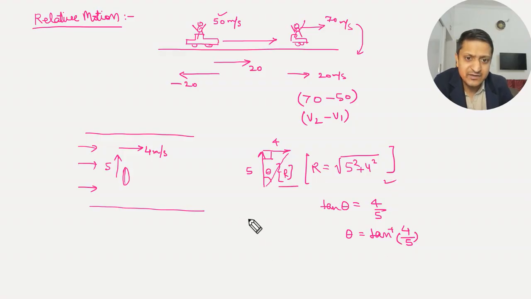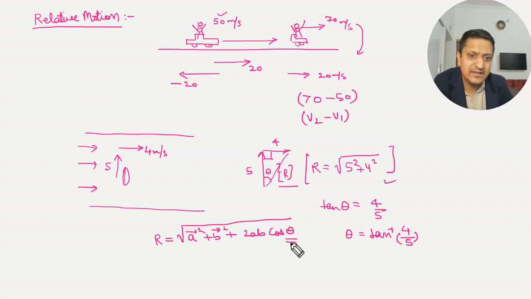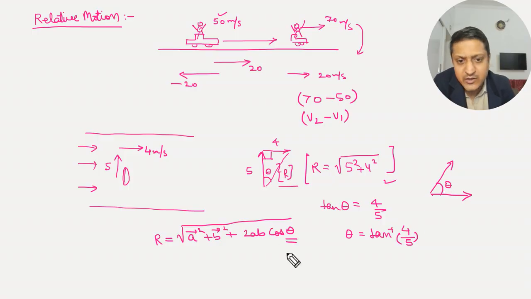In case there is some other angle theta, then there is a formula. That formula is the square root of a vector squared plus b vector squared plus 2ab cos theta. So this theta is the angle between the vectors. This we will discuss in the vectors video. So this is all about relative motion.